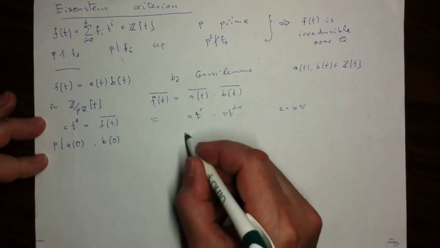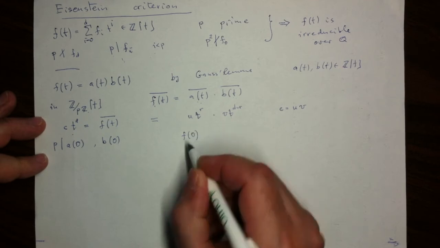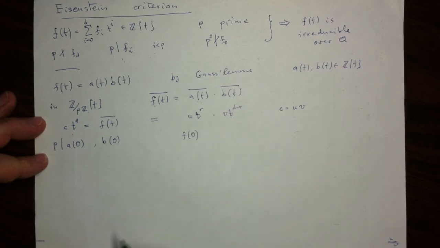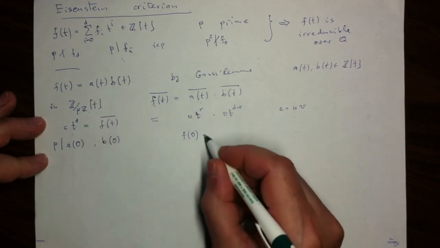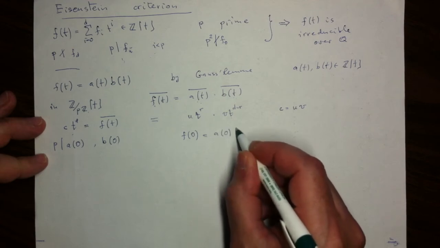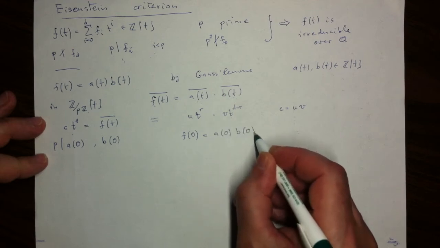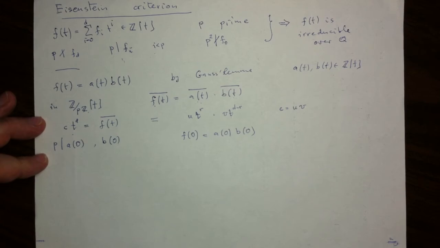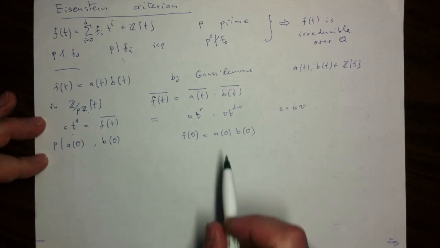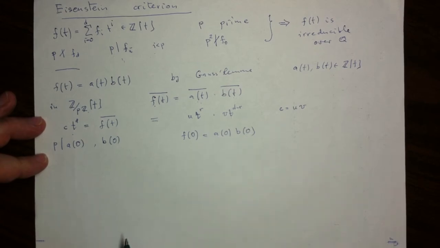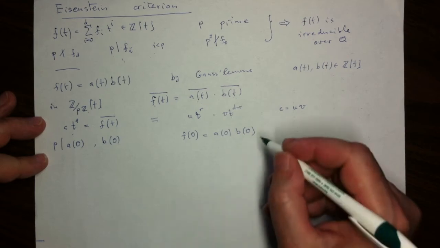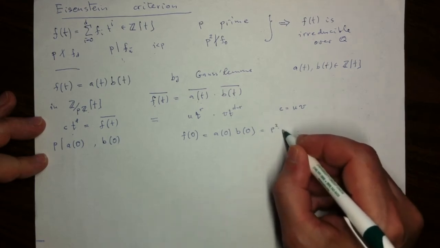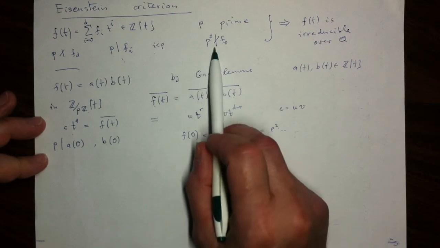But then we could look at what happens with the 0th coefficient of our original polynomial f. Because of this factorization, it will be the product of the two: one for b, the 0th coefficient, and then the other for a. And each of them is divisible by p, so the whole thing will be divisible by p squared. But we explicitly forbid it.